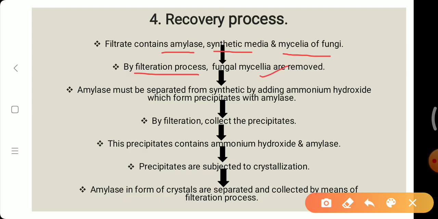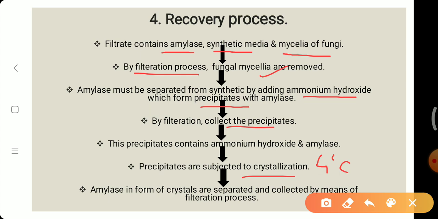Then amylase must be separated from the synthetic media by adding ammonium hydroxide. By adding ammonium hydroxide, that will form a precipitate. By filtration, we collect the precipitate. This precipitate contains ammonium hydroxide and amylase. The precipitate is subjected to crystallization at 4 degrees Celsius.